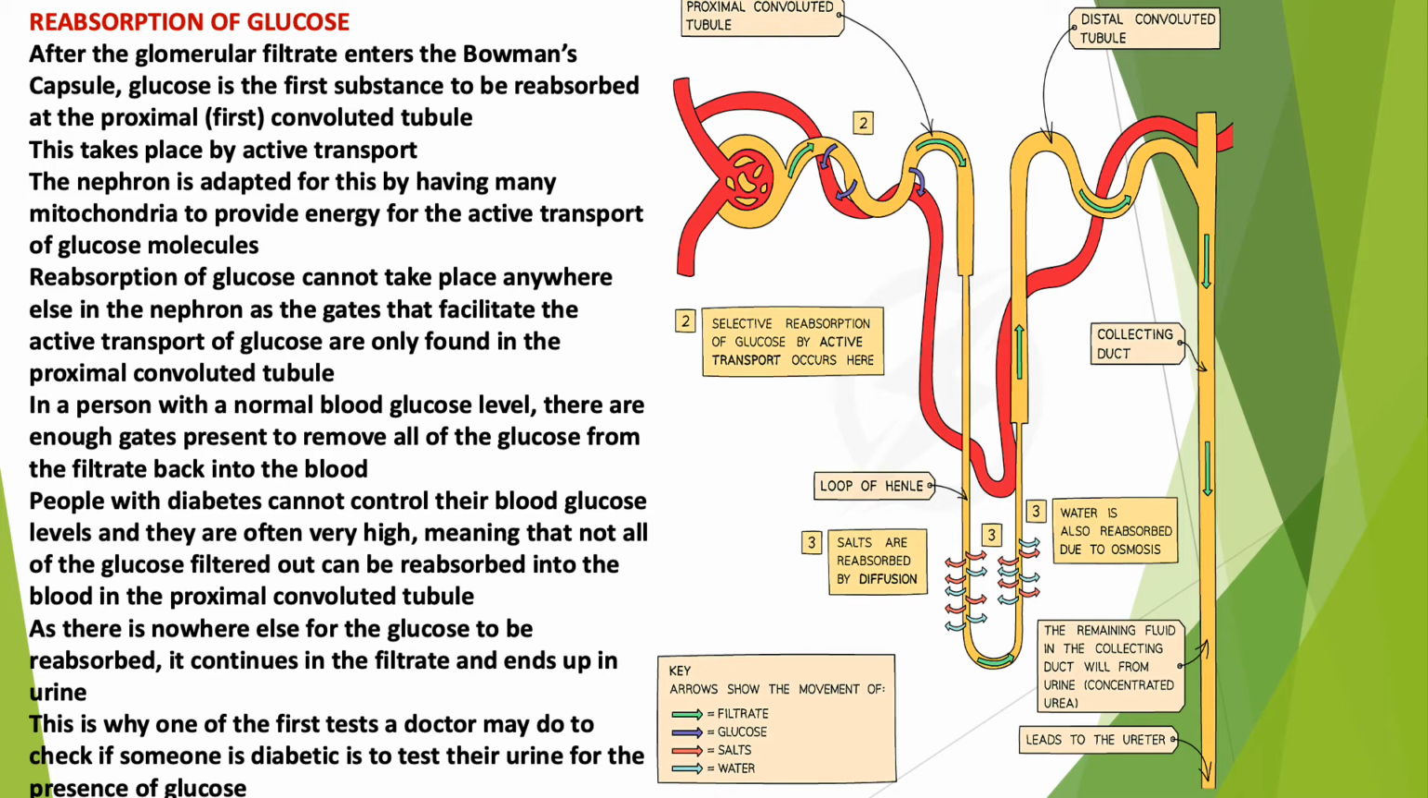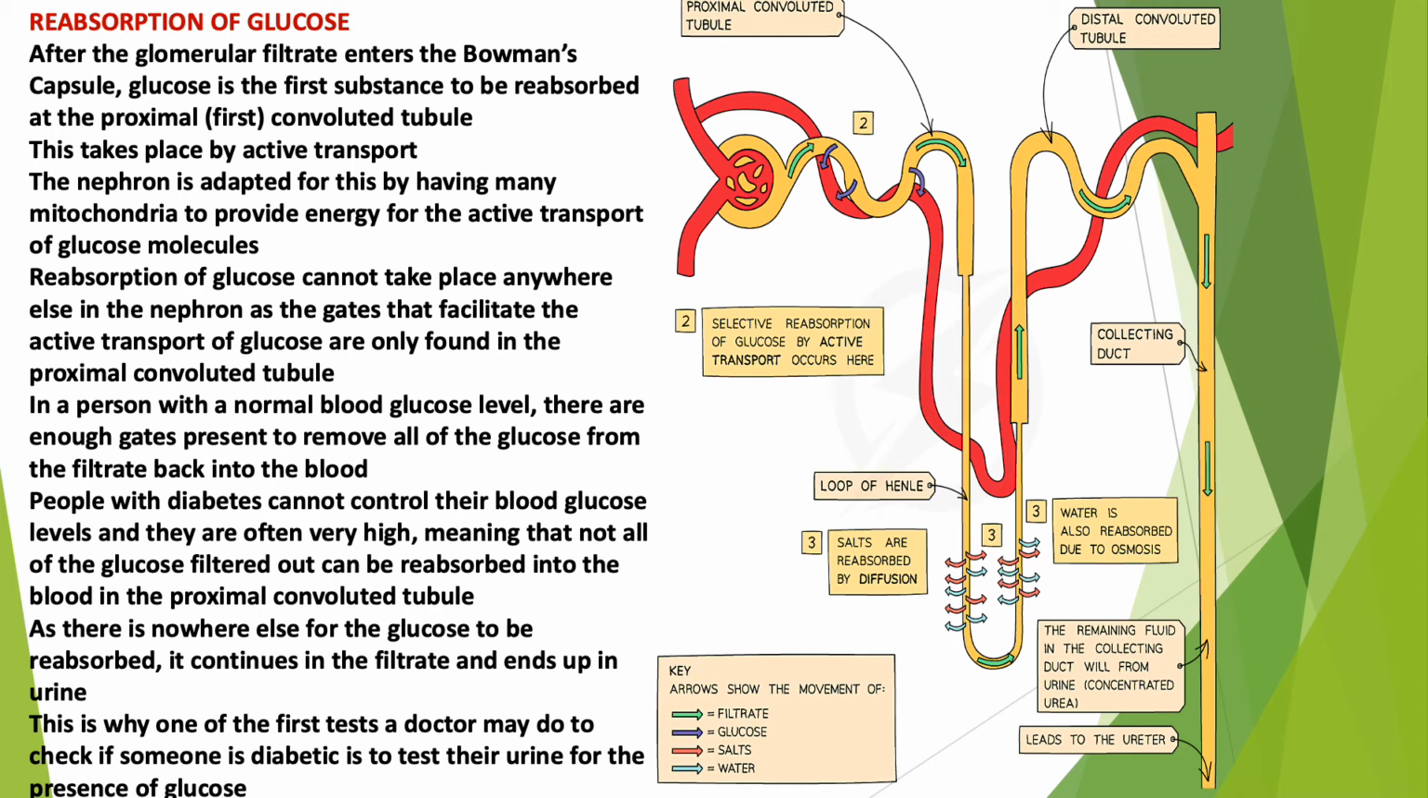Reabsorption of glucose cannot take place anywhere else in the nephron, as the gates that facilitate the active transport of glucose are only found in the PCT. In a person with normal blood glucose level, there are enough gates present to remove all of the glucose from the filtrate back into the blood.